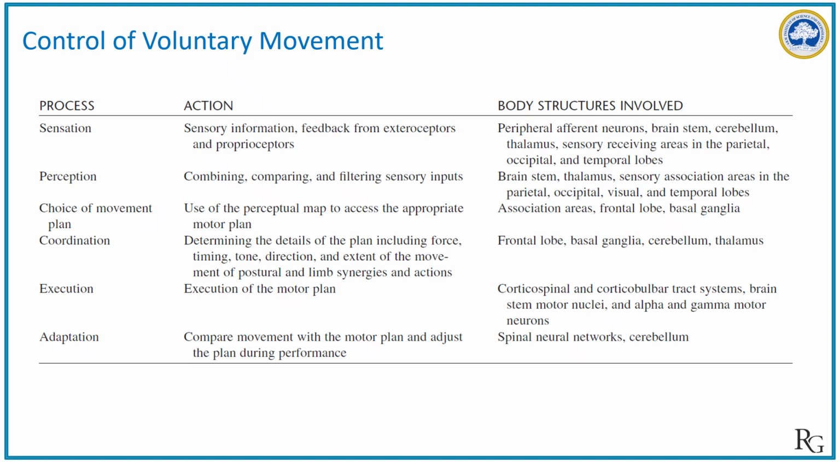So if we summarize, we can say that voluntary movement is a continuous loop starting with sensation and perception, moving through planning and coordination, leading to execution, and then adapting based on the feedback. And all of this is made possible by integrated communication between peripheral neurons and the brain stem, cerebellum, basal ganglia, thalamus, and the cortical regions.